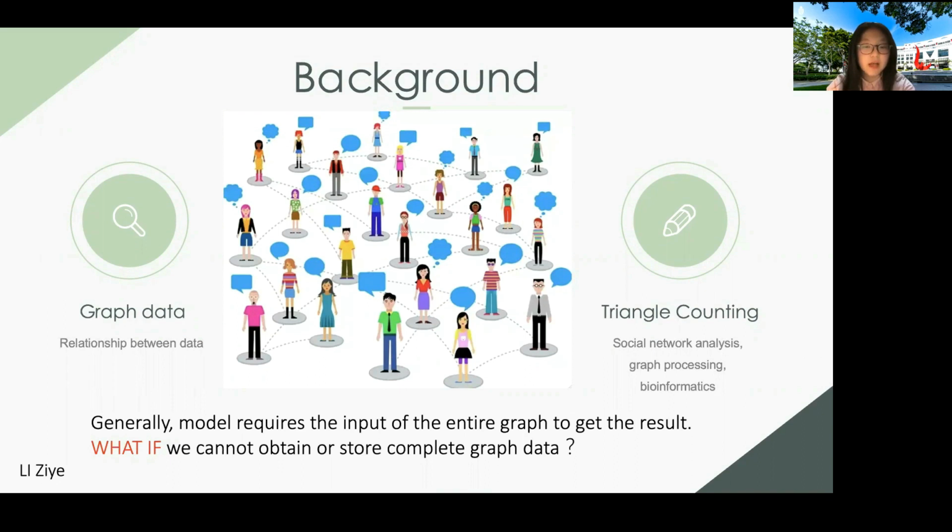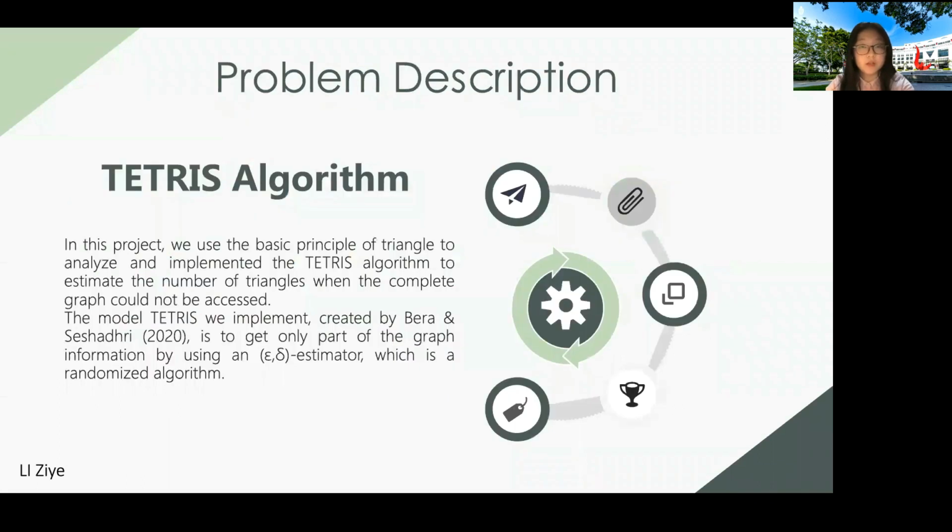But most related algorithms currently require the input of the entire graph to get a result. And with the explosive growth of data size, large graph data often contains tens of millions of vertices and edges, which makes it difficult to store the data completely in memory and make the model return the computation results in real time. Therefore, in this project, we use the basic principle of triangle counting to analyze and implement the Tetris algorithm to estimate the number of triangles when the complete graph could not be accessed.